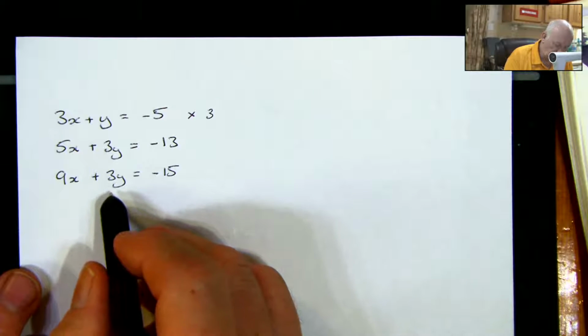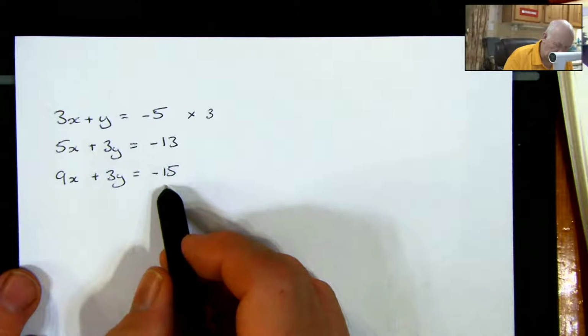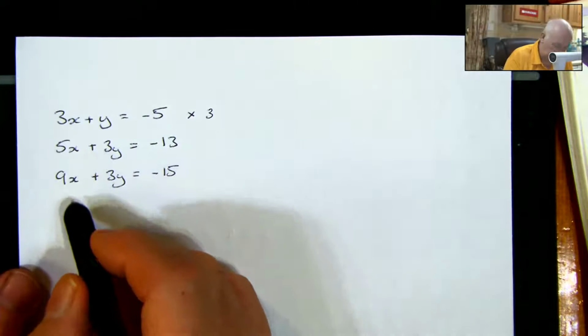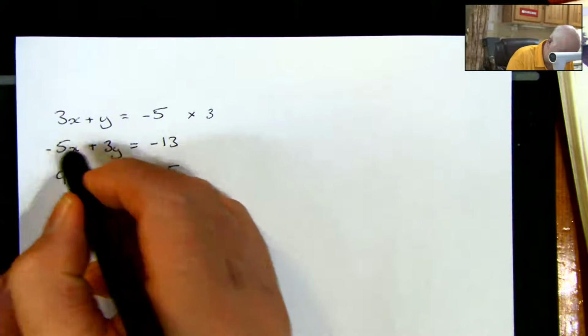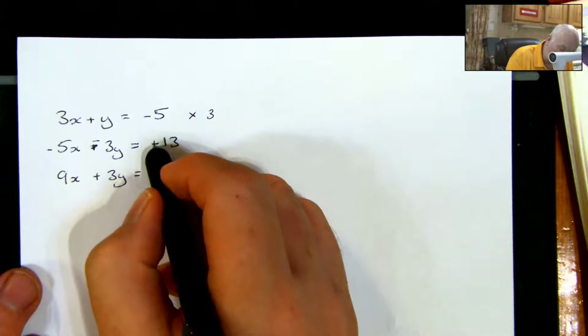Got to choose which one's going to be the easiest one to make the negative, and I think we'll do that to the top one. It's going to be smaller, it's going to be easier, so that's going to become minus, that's going to become minus, and that minus becomes plus.